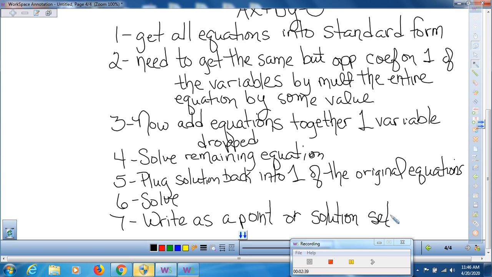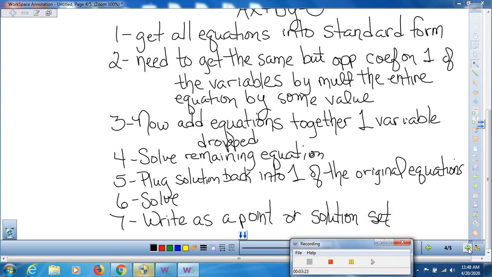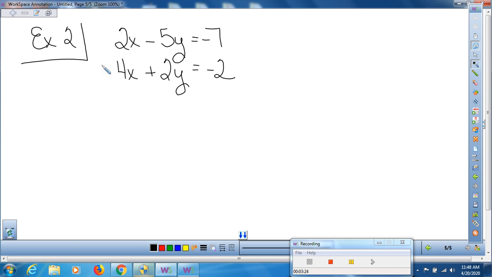All right, why don't we try an example? All right, so here we go with an example. We have a system of equations of 2x minus 5y equals negative 7 and 4x plus 2y equals negative 2. Again, they're both in standard form, so step 1's already done.